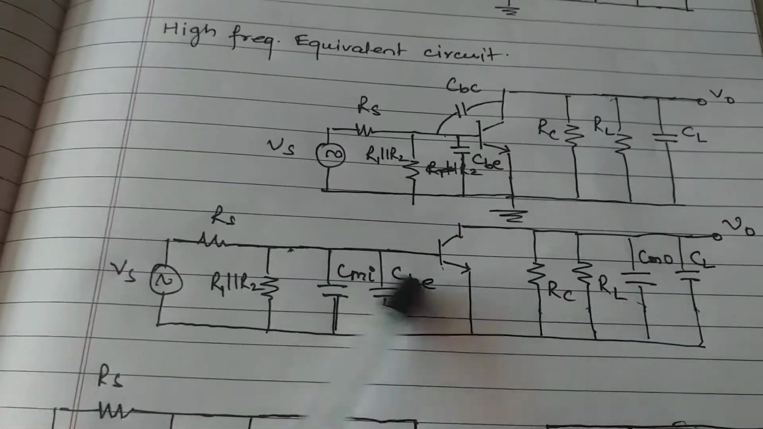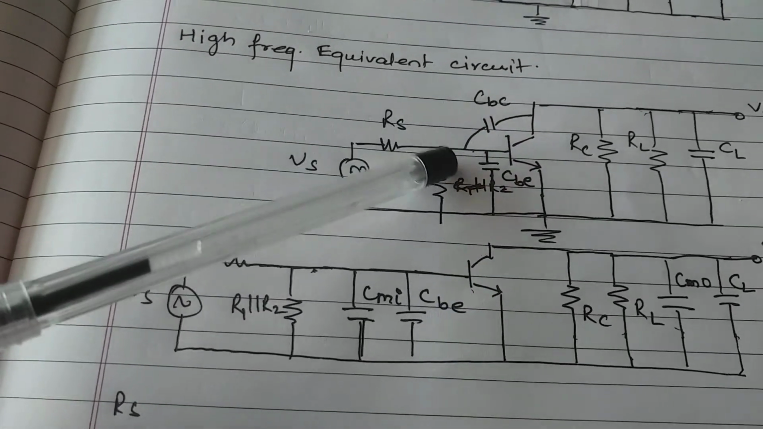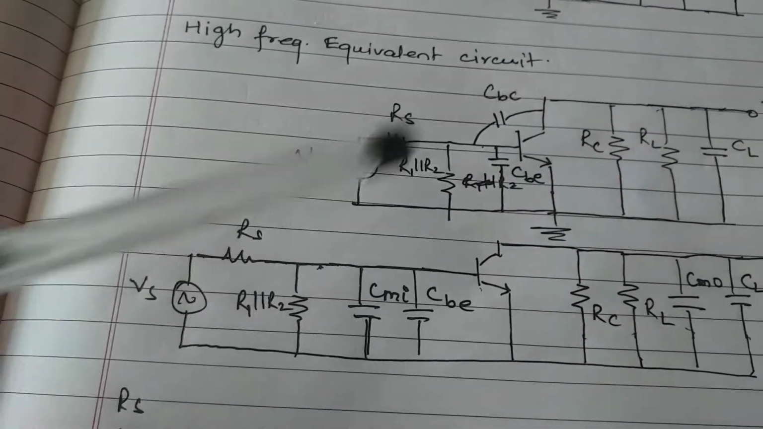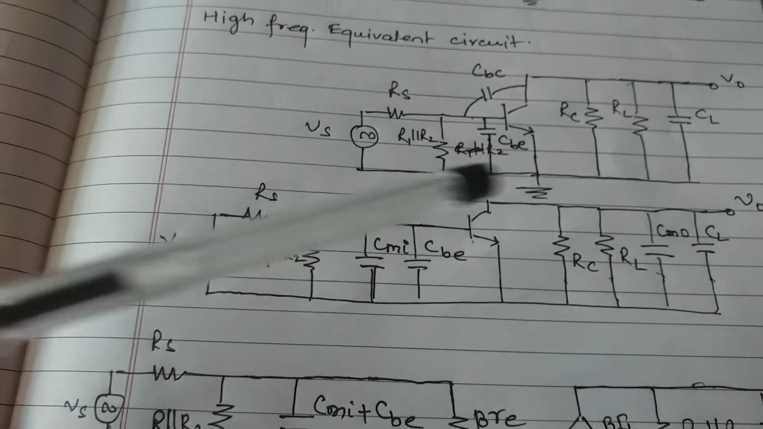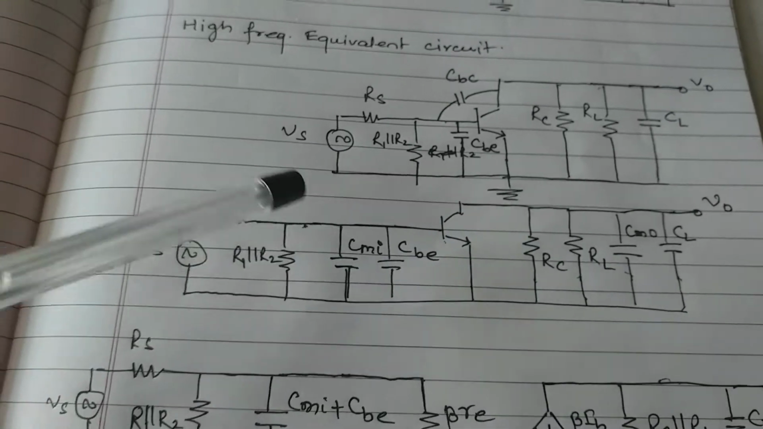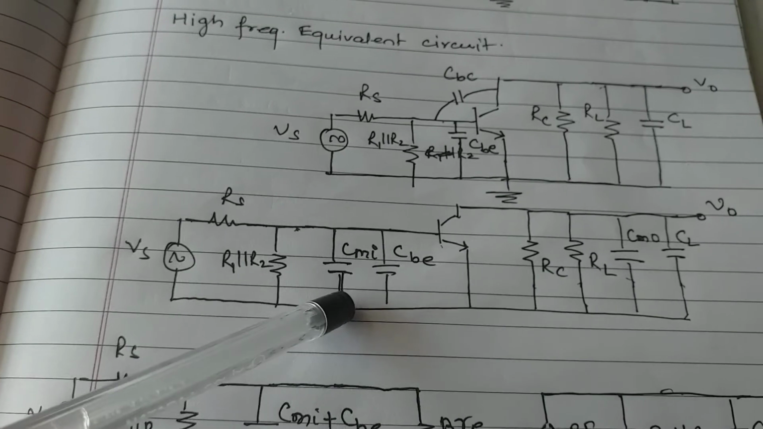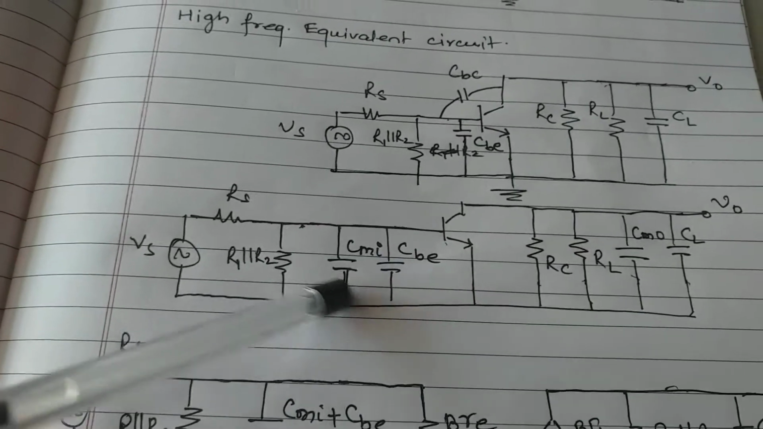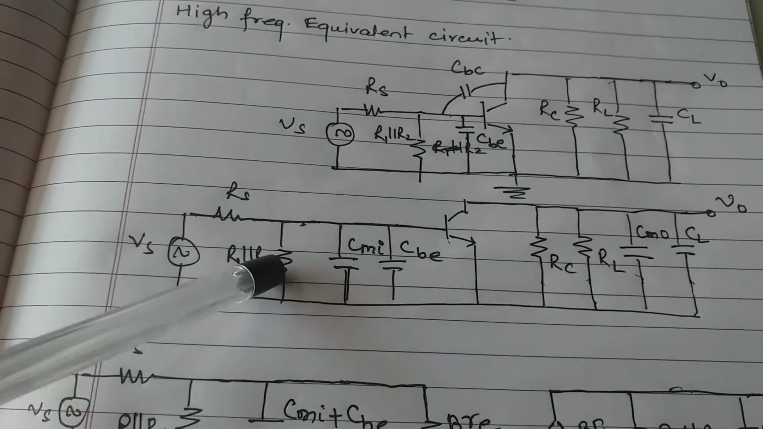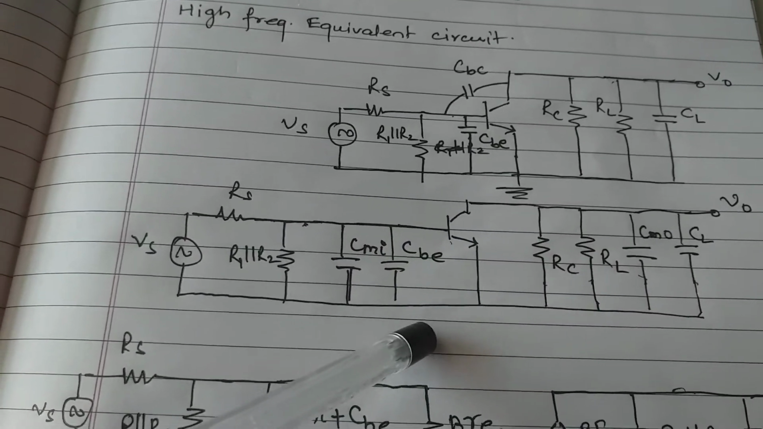So now you know Miller's theorem. This is CBC. CBC is the feedback capacitance between the input and the output circuit. So this can be split into CMI and CMO at the input circuit and the output circuit by using Miller's theorem. We have already done Miller's theorem in the class. You know the derivation, you know the expressions for CMI, Miller's input capacitance, and CMO, Miller's output capacitance. We are going to use it in this particular topic as well.